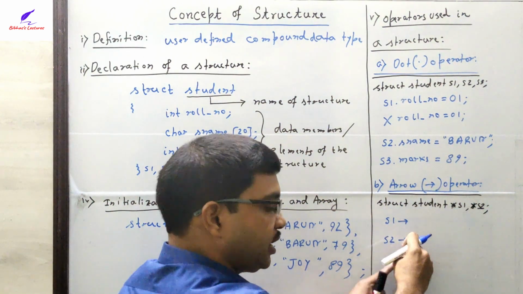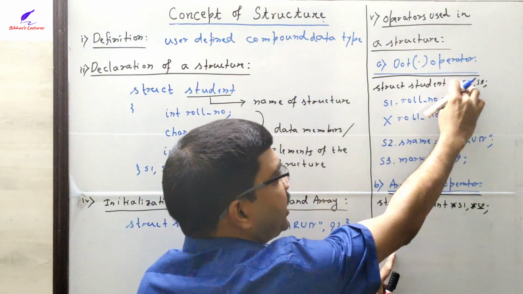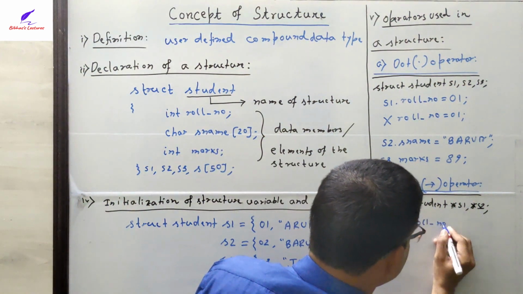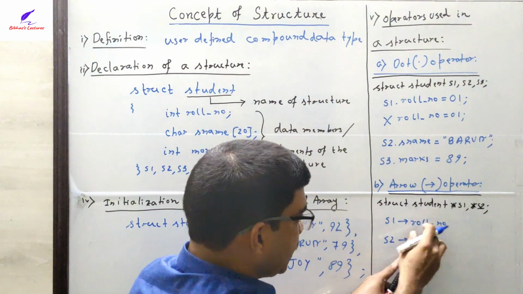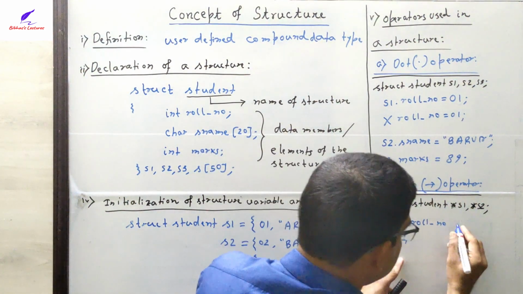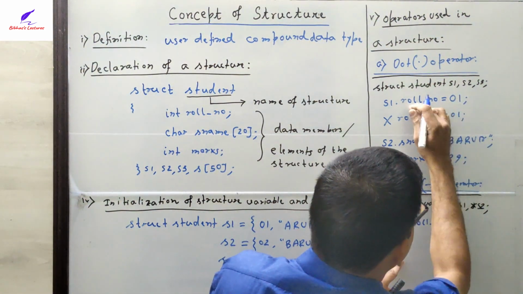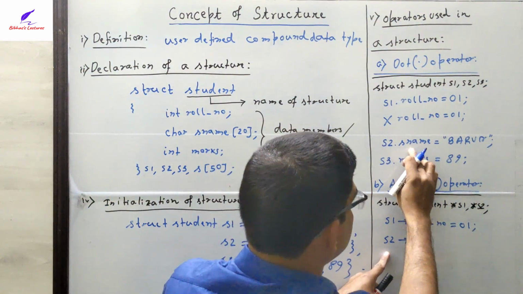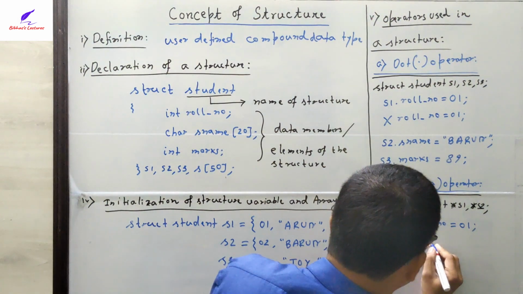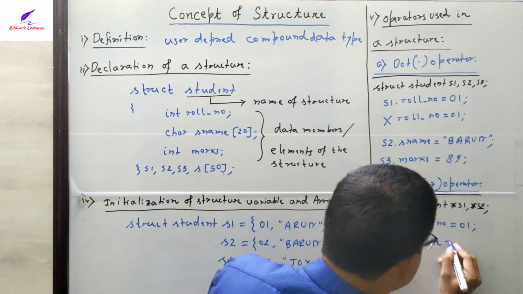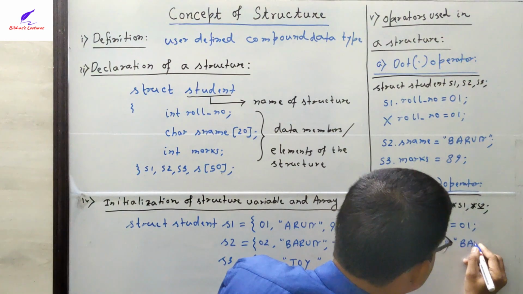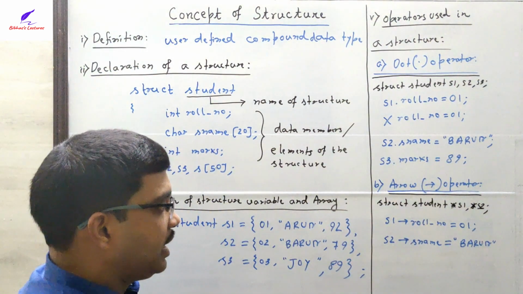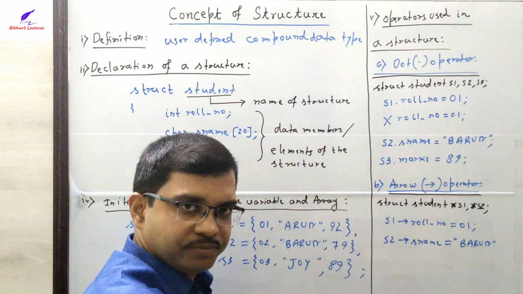So if it is a pointer type variable, the arrow operator will be used, and if it is a normal type variable, the dot operator will be used. Then you have to mention the respective member that you want to access. So S1 arrow roll number, and that you have already assigned using the dot operator, that is 01. It is similar. Similarly, if you want to store the student name, S2 arrow S name will be Borun. So this way we can use the arrow operator.